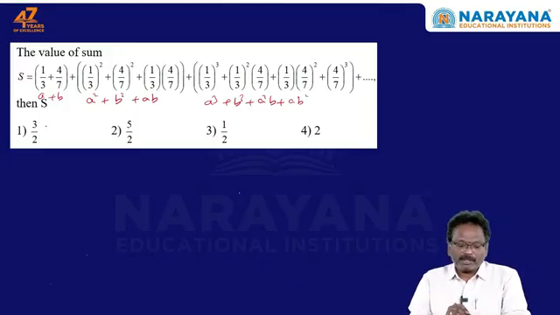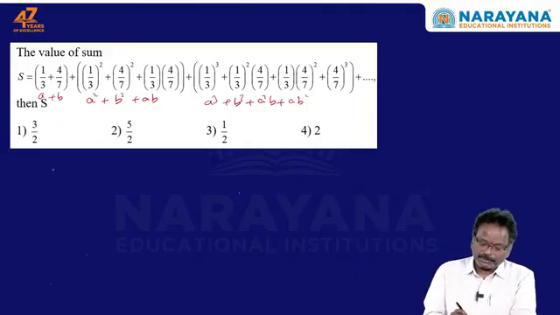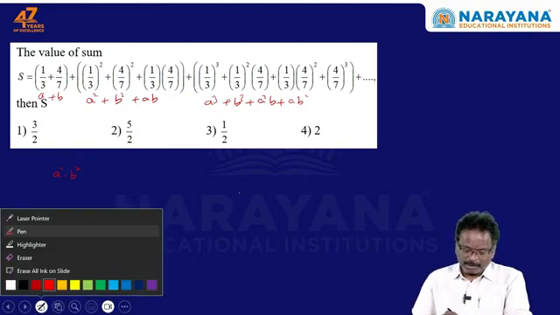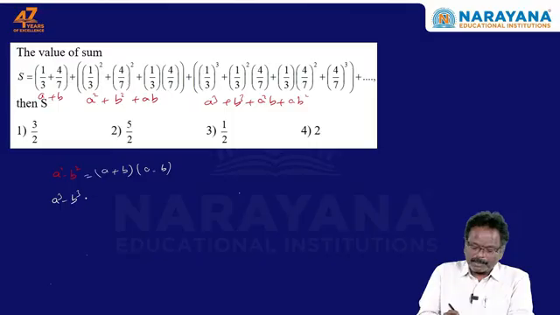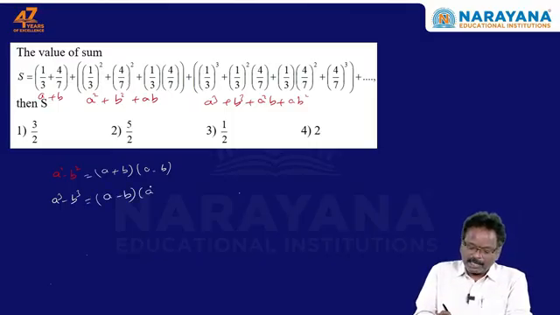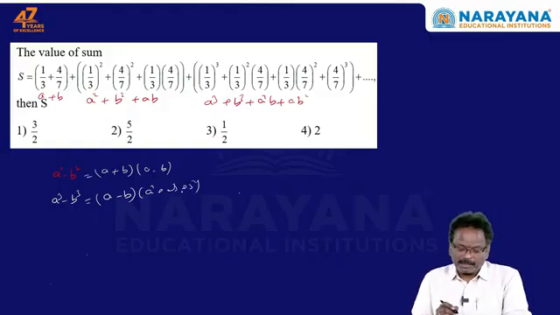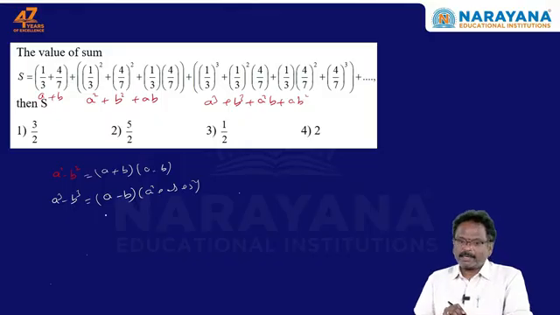To write this into the known formula form, we know that a square minus b square is a plus b into a minus b. A cube minus b cube is a minus b into a square plus ab plus b square. So you observe that these two contain a minus b.